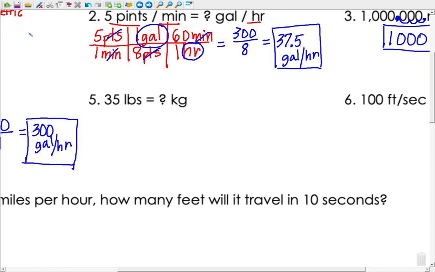Set up your first conversion part as 35 pounds. And if I want to go to kilograms, I need to get out of pounds, which means I'm going to put 1 pound here. It looks like 11. Let me fix that. 1 pound is 454 grams.